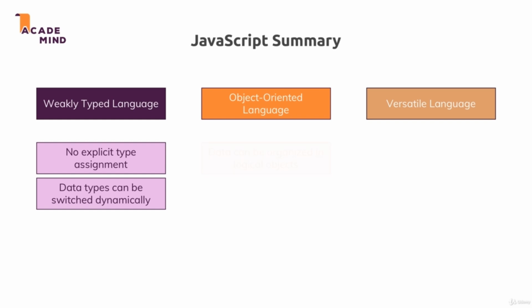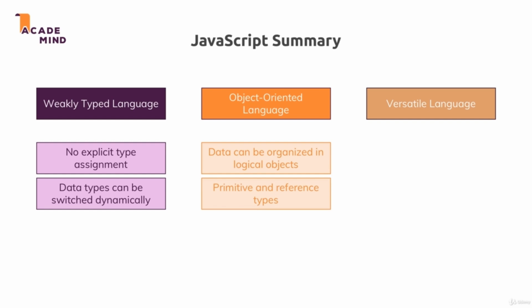Object-oriented simply means that data can be organized in logical objects, and we'll see these objects in this module. One important concept here is that you have to be aware of the difference between primitive and reference types. Attached to this lecture, you'll find a link to an article and video I created for my free YouTube channel, Academind, where I dive into primitive and reference types and explain the difference and why they are important. So definitely check that out if primitive and reference types don't tell you anything.